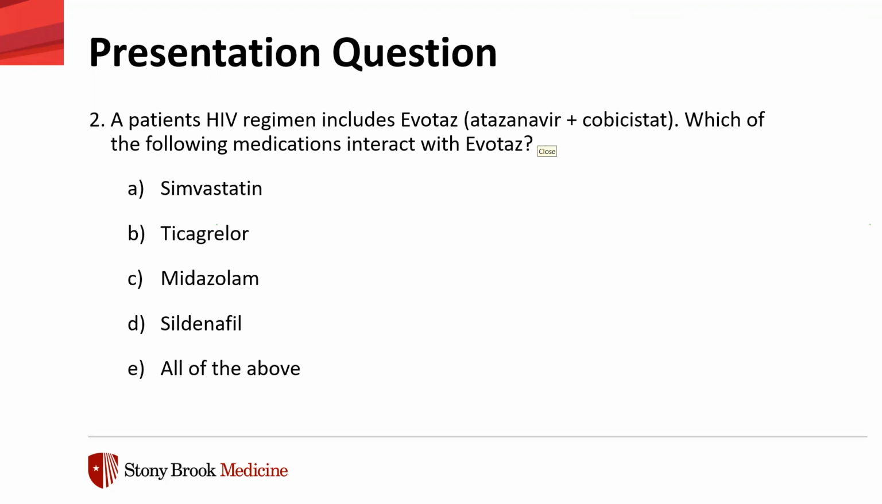Okay, so I see the answer is A, and that is correct. However, the answer here is E, all of the above. Now, if we remember from before, protease inhibitors are strong 3A4 inhibitors. So we want to make sure we're checking for drug interactions, especially when these regimens are being used. I specifically picked medications that are all listed as category X in Lexicomp, but checking for the 3A4 inhibitors is going to be really important.